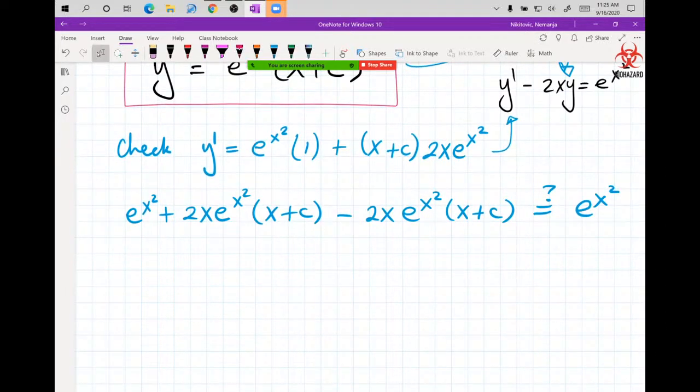So now I realize that these two are exactly the same and they cancel each other out. I have e to the x squared equal e to the x squared, and the problem is right.